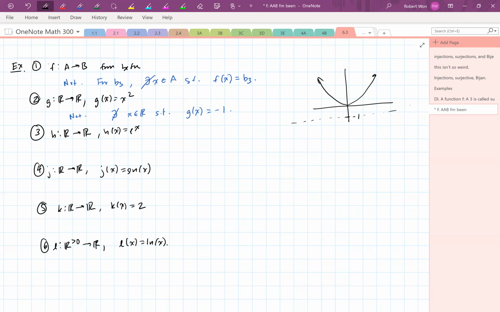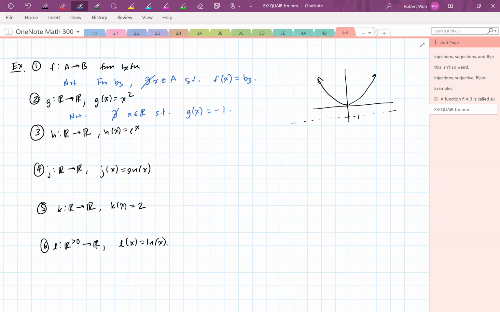Okay, of course, you could change the codomain of the function to make this thing surjective if you want. You could also change the domain to make it injective if you want. So let's actually talk about that after I've discussed the rest of these examples.